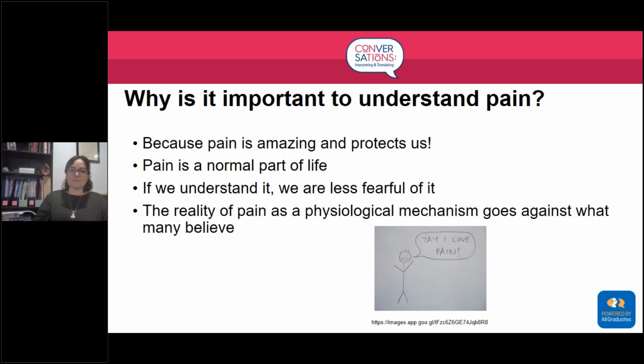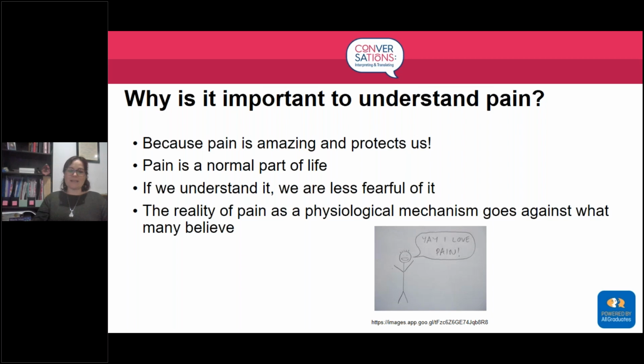Okay, so firstly, why is it important to understand pain? Firstly, specific to this audience, you'll be interpreting for people who are in pain, and it will really help them if you can understand what you're interpreting. But most importantly, pain is amazing, and it really protects us. It's a normal part of life. There are some conditions where people are born without the ability to feel pain, and unfortunately they don't survive very long, because they're not getting that communication about danger or threat to their safety, so they don't react appropriately to that. So it's a really important part of being alive. And if we understand it, like with most things, we're less fearful of it, and then we can give it an appropriate reaction when we do feel it.